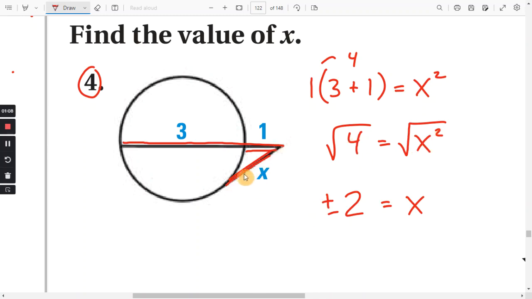However, x, we can see here, is a length, okay? So we're going to discard or throw away the negative answer and just keep the positive. So x equals 2.